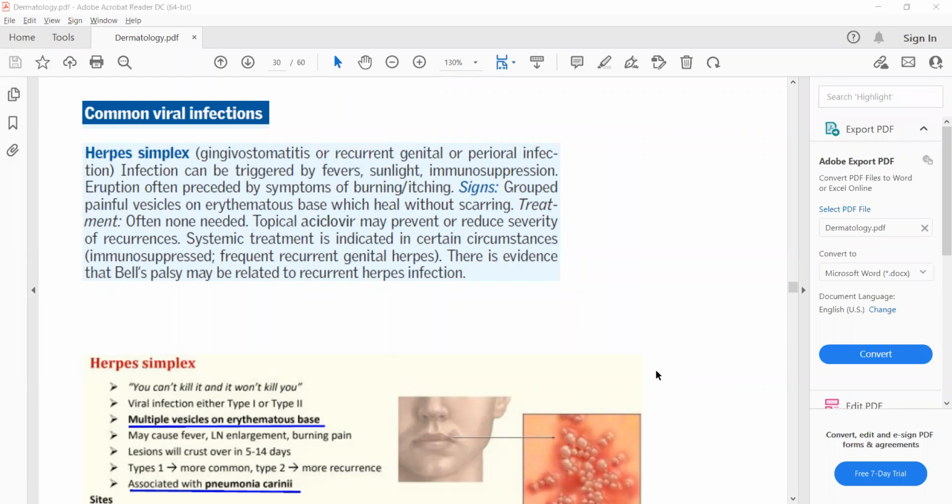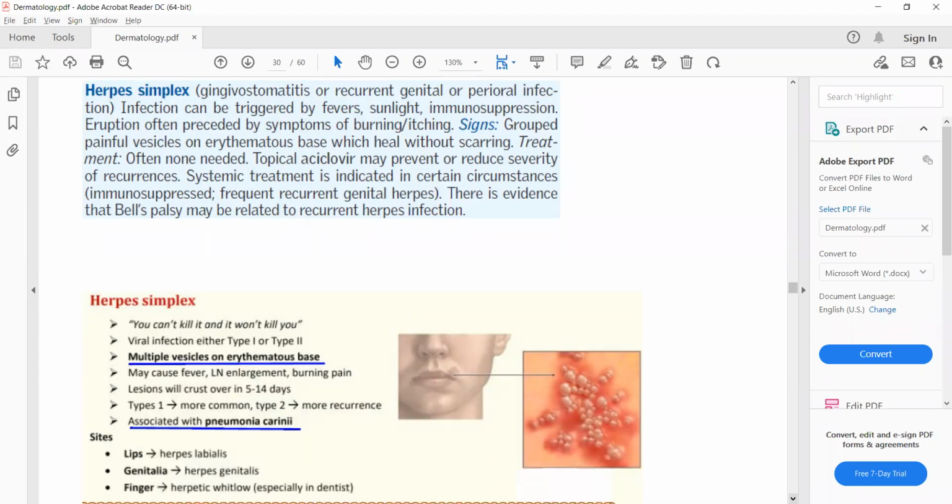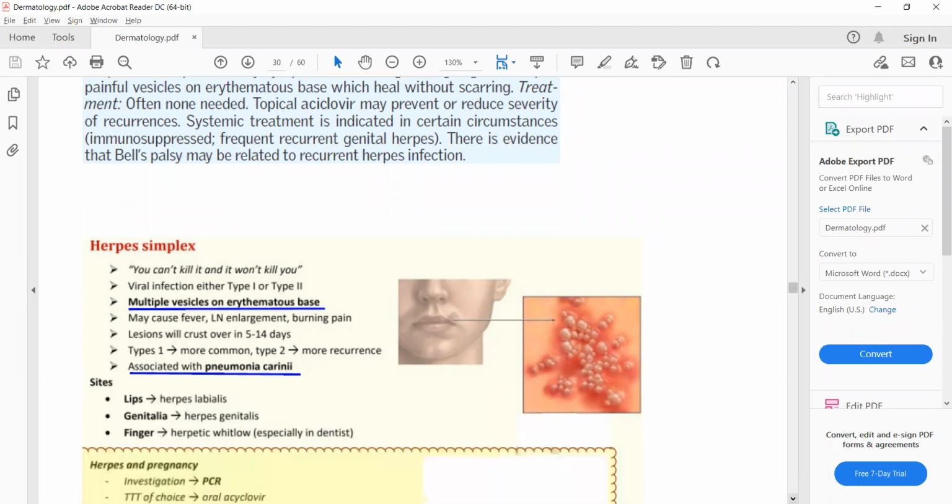So we were doing skin infections. Next topic is common viral infections that can involve skin. First of them is herpes simplex, infection due to herpes simplex virus.